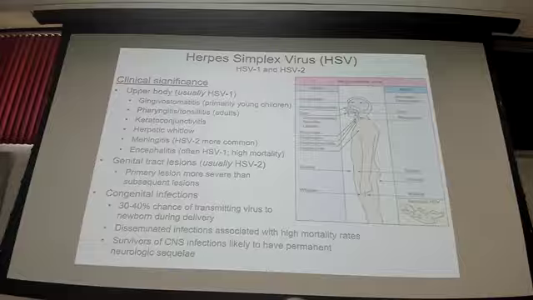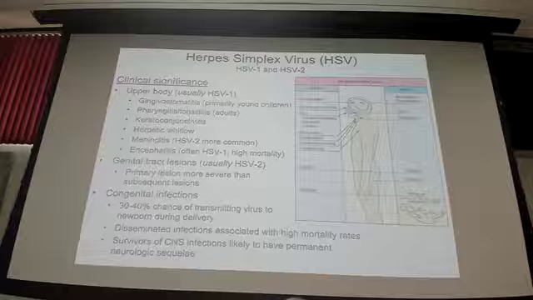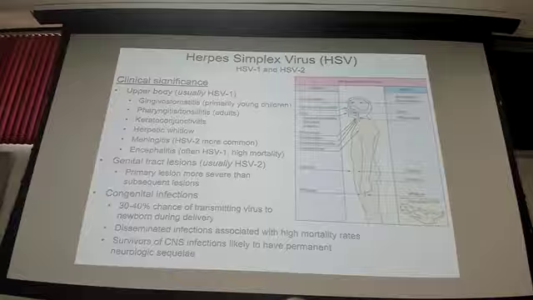Both of these viruses, HSV1 and HSV2, can cross the blood-brain barrier and cause potentially life-threatening encephalitis or meningoencephalitis. When they do that, HSV2 is the more dangerous of the two. It causes more deaths, more severe disease. So that's something to know.